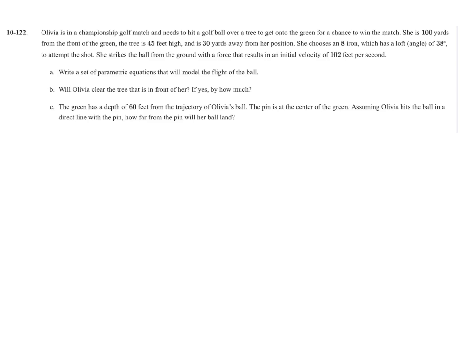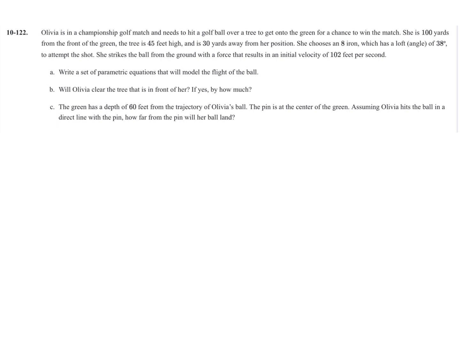10-122. So in this problem, Olivia is in a championship golf match and she needs to hit a golf ball over a tree to get on the green for a chance to win the match. She is 100 yards from the green and the tree is 45 feet high and is 30 yards away from her position. She chooses an 8-iron, which has a loft, which is an angle, of 38 degrees to attempt the shot. She strikes the ball from the ground with a force that results in an initial velocity of 102 feet per second. So write a set of parametric equations to model the flight of the ball.